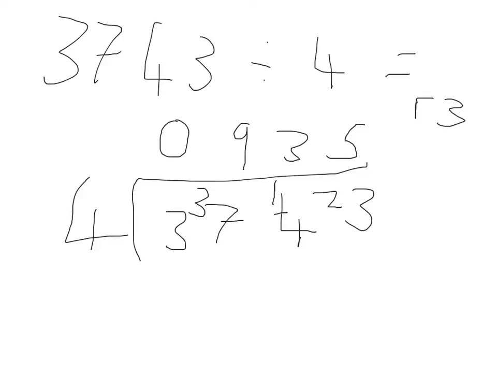Or, if you wanted to do it the decimal way, you would put the point and then 0, 0, 0, 0. And then you would put a little 3 next to the 0 and do how many 4s go into 30. That would be 7, and then it would be remainder 2. So then you would put the 2 next to the other 0, and then you would do how many 4s go into 5.